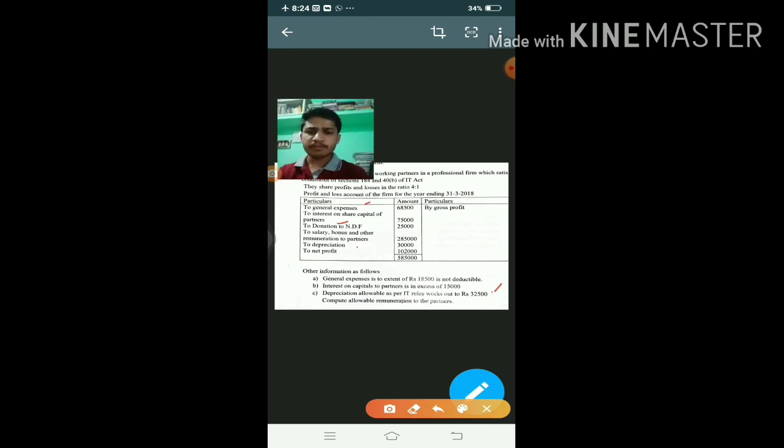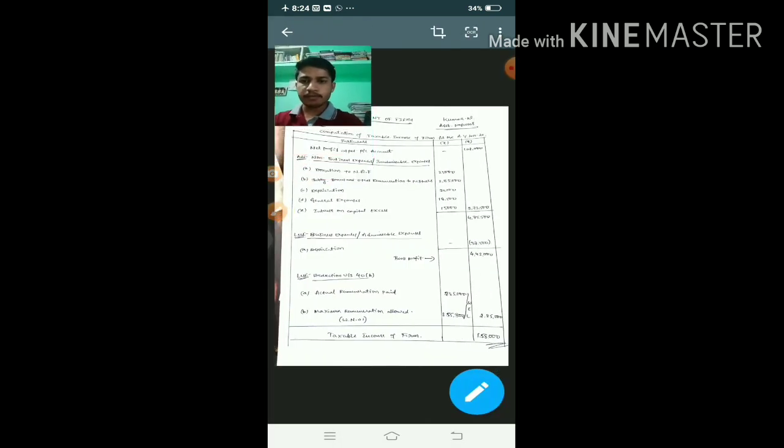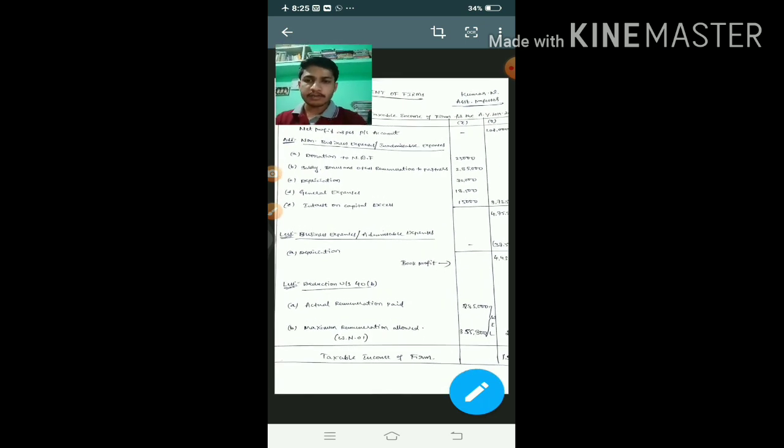And depreciation has been provided. So this is the explanation for the problem. So let's see the solution for this problem. Whatever profit has been provided in the problem is 1,12,000. Add non-business expenses. One is donation, salary, bonus, remuneration, depreciation added, general expenses added, because they are not shown in the P&L account.